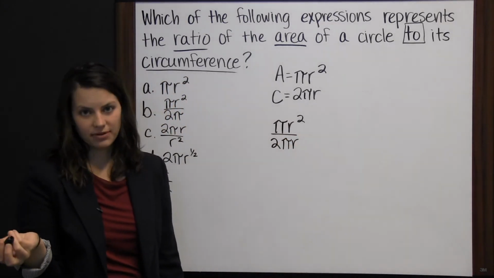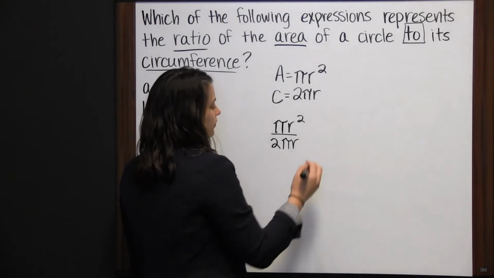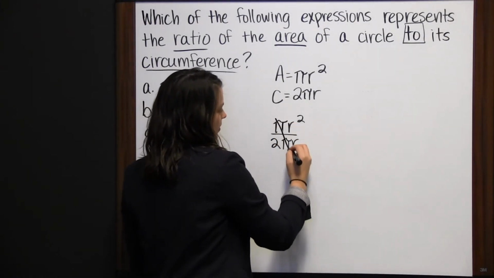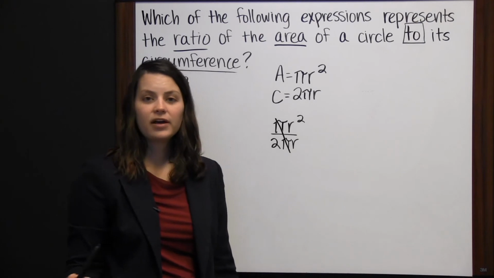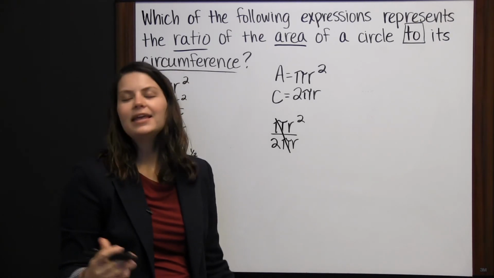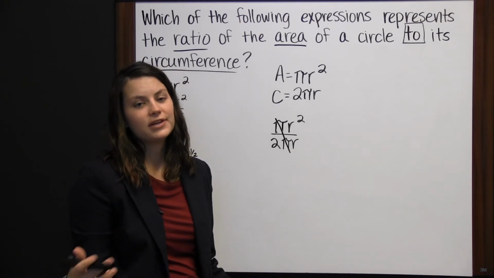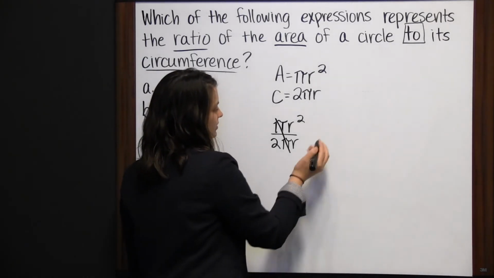And then we need to simplify. First, I see that pi divided by pi cancels. Pi divided by pi is 1. Anything divided by itself is 1. So we can cancel it.